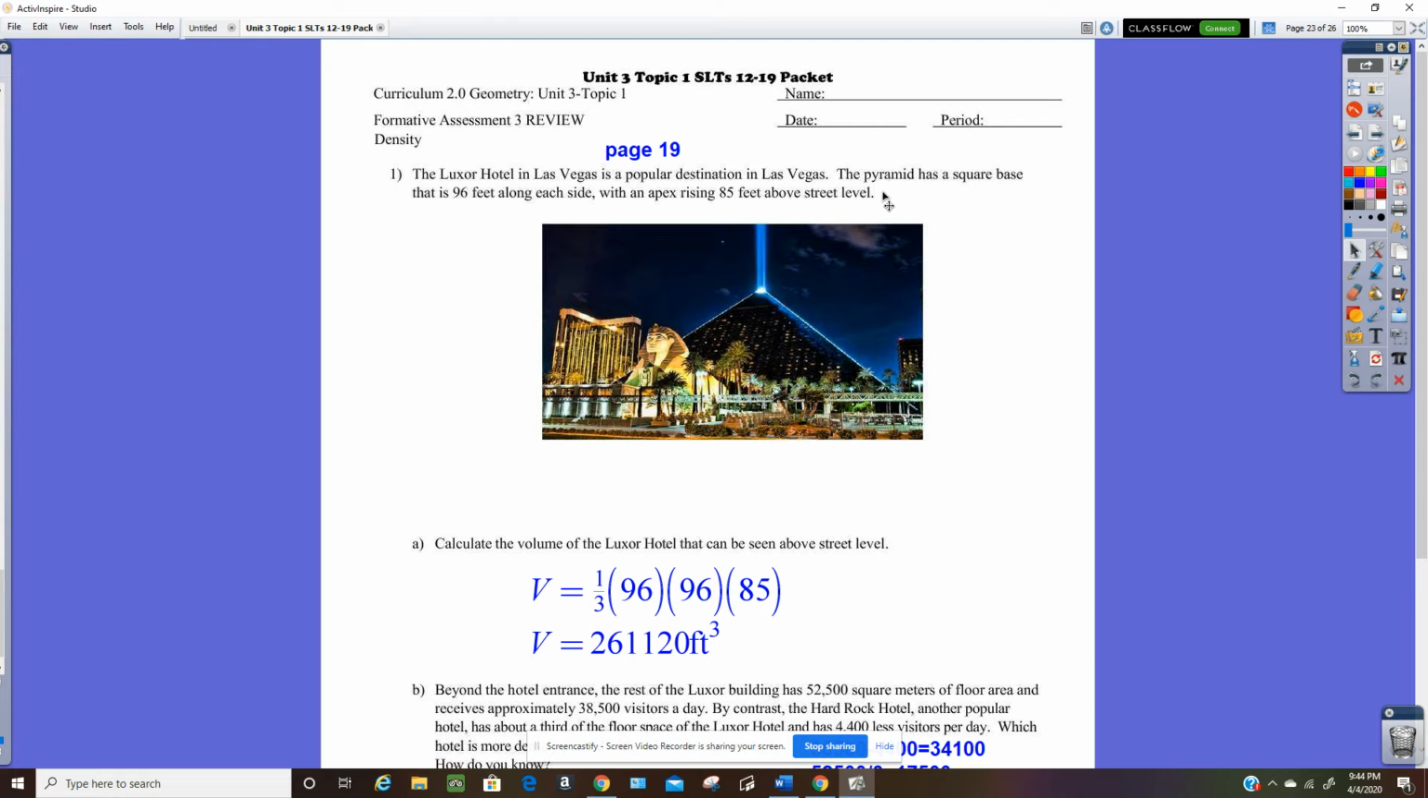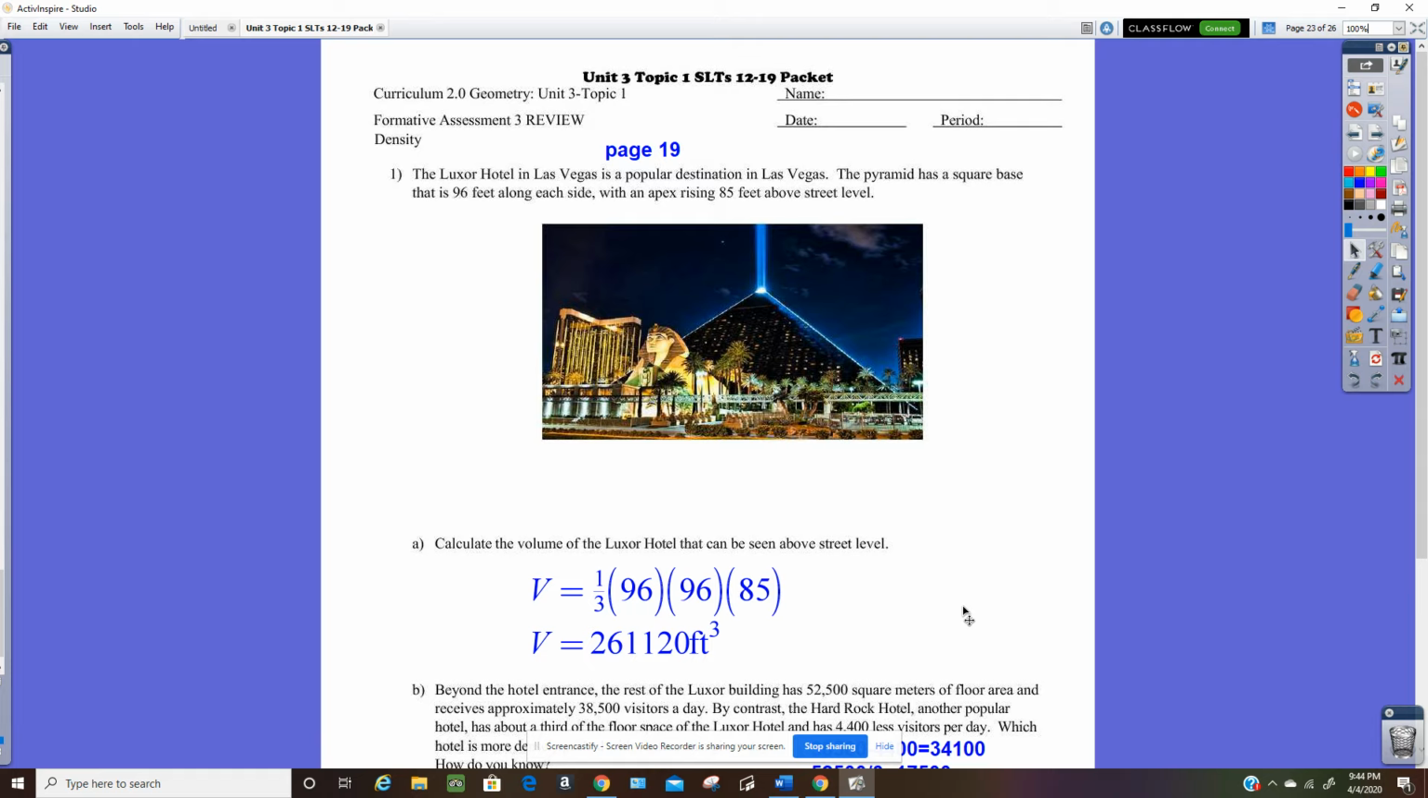The pyramid has a square base with 96 feet along each side, with an apex rising 85 feet above the street level. So to calculate the volume of a pyramid, it's 1/3 the area of the base times the height. Since the base is a square, the area is 96 by 96, and the height is 85. Multiply all those together, divide by 3, you get 26,000.